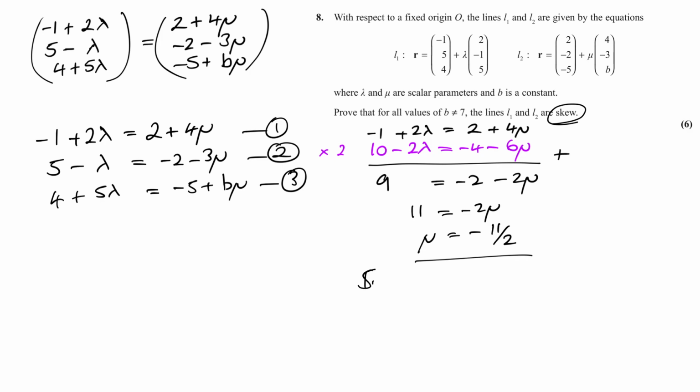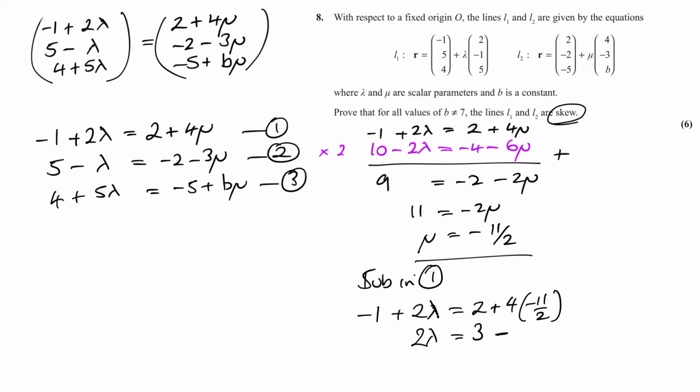So sub in, sorry, equation 1, isn't it? Yeah. Sub in: minus 1 plus 2 lambda equals 2 plus 4 lots of minus 11 over 2. Well actually we can take this minus 1 to the other side, can't we? So let's do that. 2 lambda equals 3, and then we got 4 times minus 11 divided by 2, so 4 divided by 2 is 2, so minus 22 there. So 2 lambda equals minus 19, lambda equals minus 19 over 2.